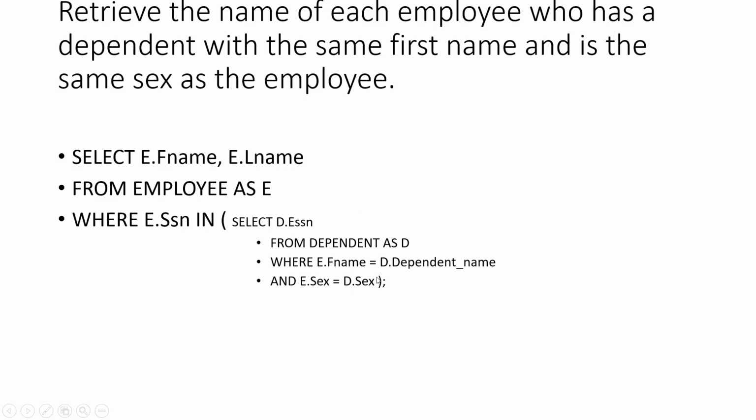and those dependents' employee SSNs are selected, and those employee SSNs are retrieved in the query. Here, this ESSN and the SSN of the employee are related. So the query is called a correlated query. Since the query is represented in a correlated, nested form, this query is called a correlated nested query.